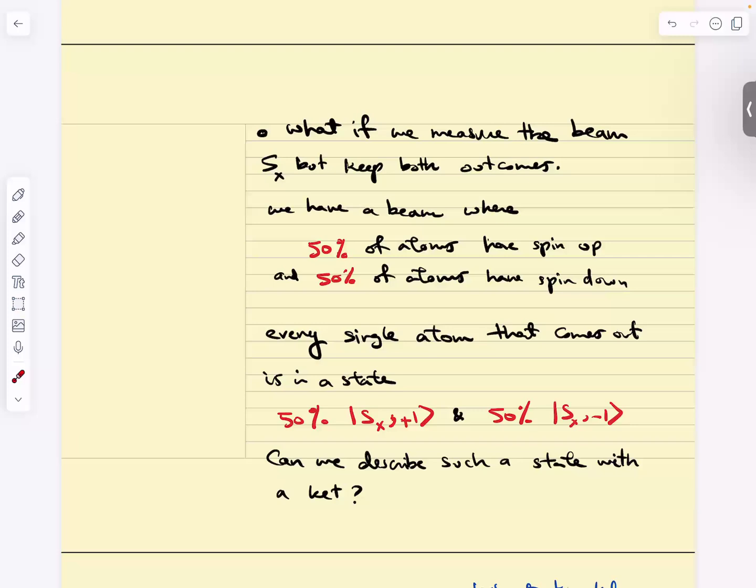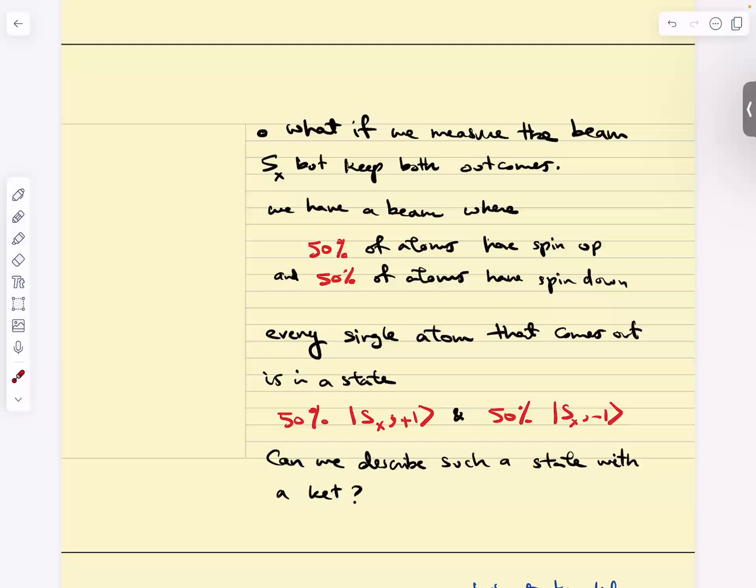There's no way for me to say which individual atom is which. My best description of this ensemble after this measurement is: with probability one half I have this ket, with probability one half I have this ket. At this point, what I'm trying to highlight is that this is classical probability as opposed to quantum stuff, right? This is what I meant by saying that this sounds innocent, but it's going to become deep.